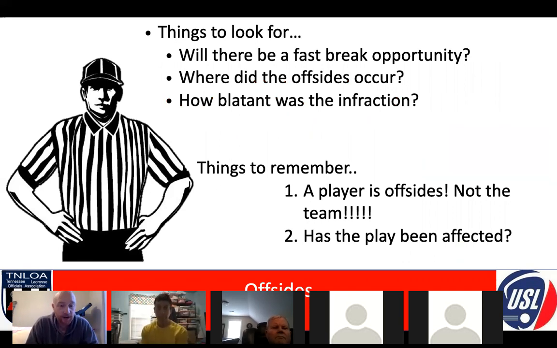Is there a fast break opportunity? Big times in offsides, if there's a fast break opportunity and it's a real quick offsides, maybe let that go. Another thing, where did the offsides occur?